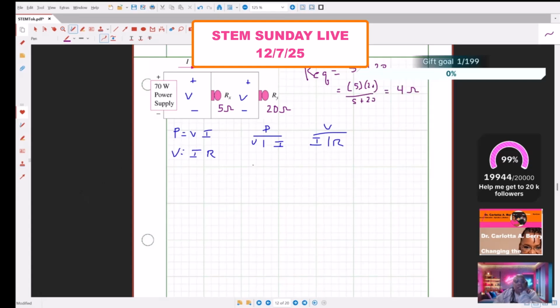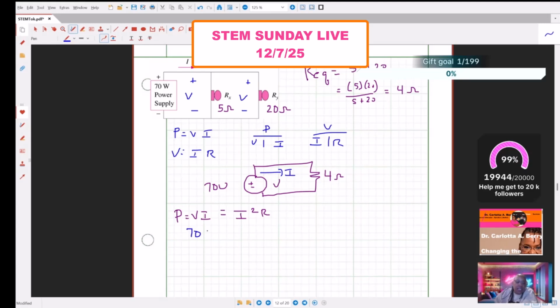So now that means I can rewrite this as a power supply with 70 watts and some voltage, and a resistor that has 4 ohms. So power equals voltage times current, but power also equals I squared R. And so what we're looking for is the current right here, I. So I have 70 equals I squared times 4 because the resistance is 4. R is equal to 4. So that means I squared equals 70 divided by 4, or the current is going to equal the square root of 70 over 4.